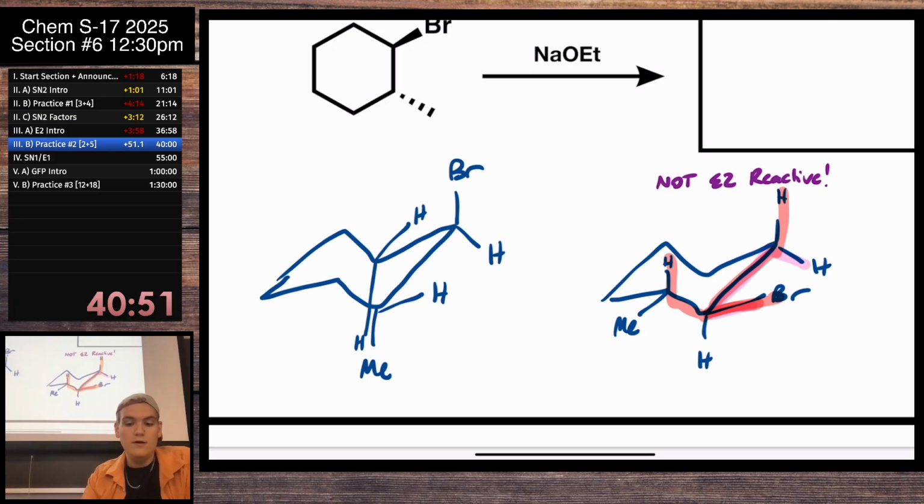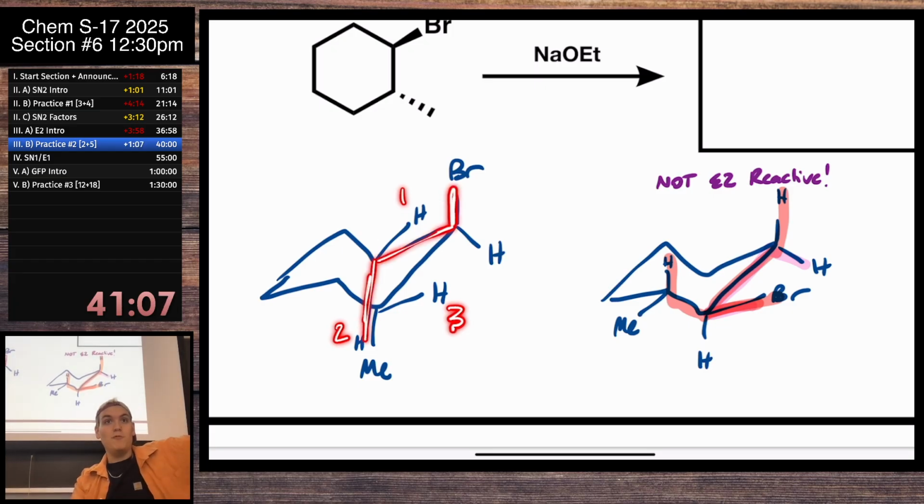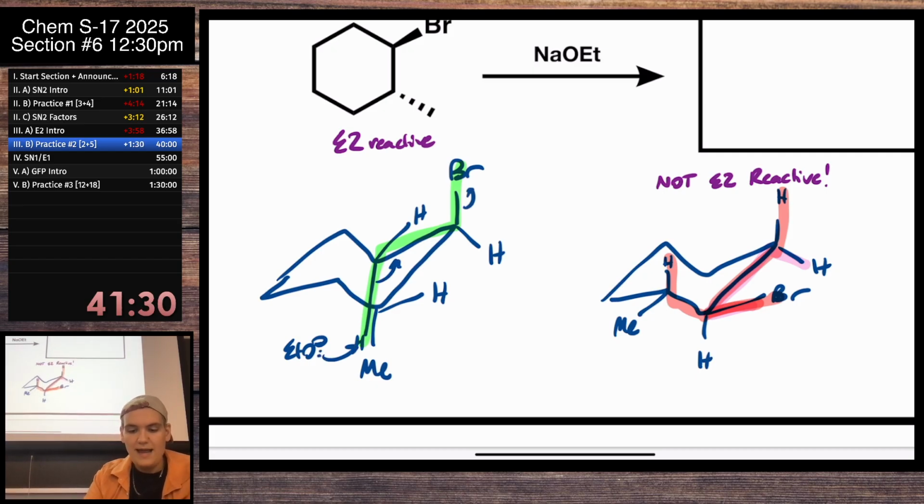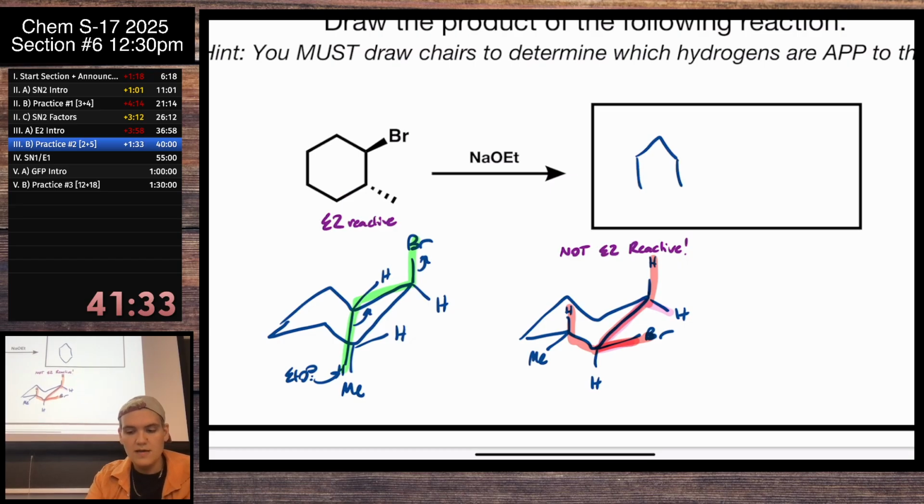Whereas over here, when you have your bromine axial, then we can look next door at beta hydrogens. We have 1, 2, and 3 as beta hydrogens. Which of these is anti-periplanar? 2. So do you see how one's straight up, one's straight down? So this is going to be the only one that can be formed in terms of being E2. So we would say that this conformation is E2 reactive. And so our base, our OEt minus, is going to come in and attack here, push in, kick off. And then that's going to make our double bond up here away from our methyl.